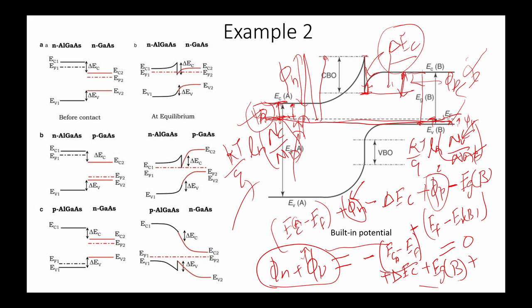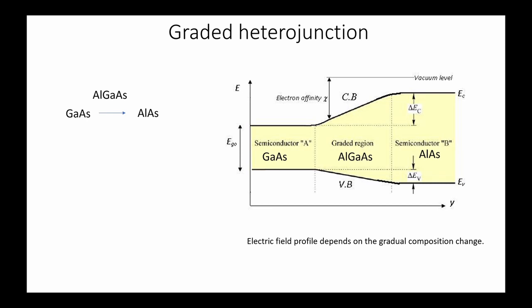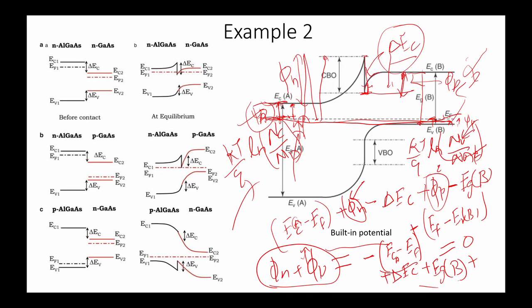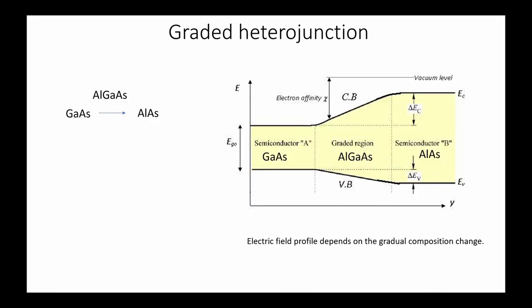Okay, so now we can come to the graded heterojunction. So this is the kind of semiconductor which has an abrupt junction. Okay, this is the abrupt junction, the conduction band of the first one and the second one, there is an abrupt change in the conduction band. Okay, this is the abrupt junction. Now what we can say is the graded junction.